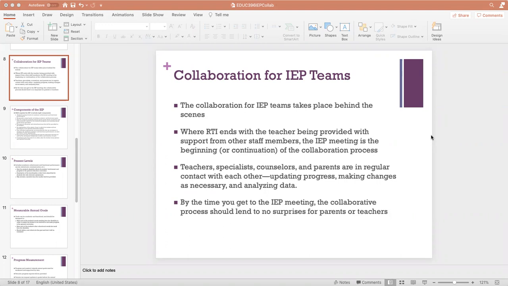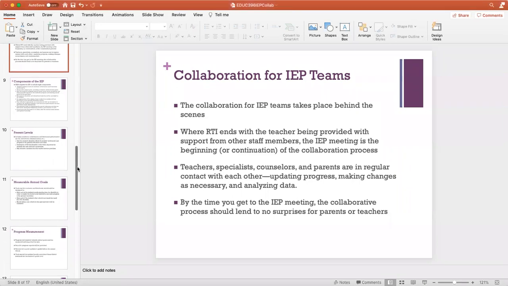So again, your ability to collaborate, your ability to work with and communicate with and be a generally open team member for all those other different groups is going to determine the level of success that you have.